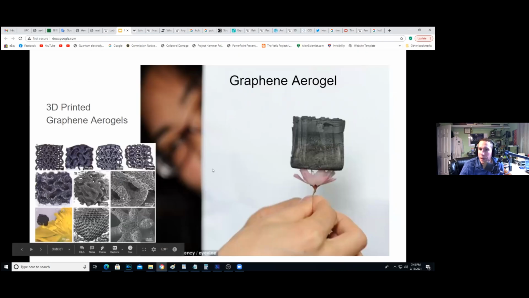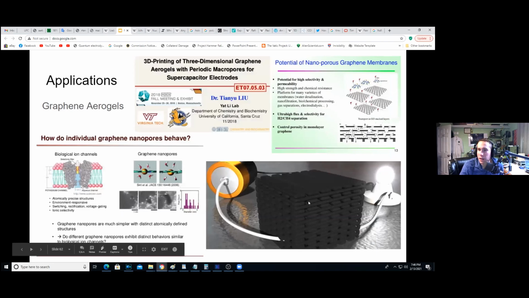And then there's also graphene aerogel, which is basically graphene in an aerogel form, with lots of gaps or air between. And there are even 3D printed lattices of this to make it even lighter. There are lots of applications with graphene aerogels currently. Dr. Tianyu Li at Lee's lab at the University of California, Santa Cruz is doing work on 3D printing of three-dimensional graphene aerogels with periodic macropores for supercapacitor electrodes.